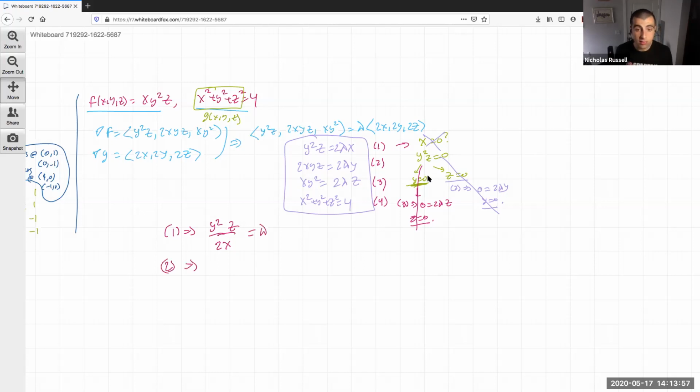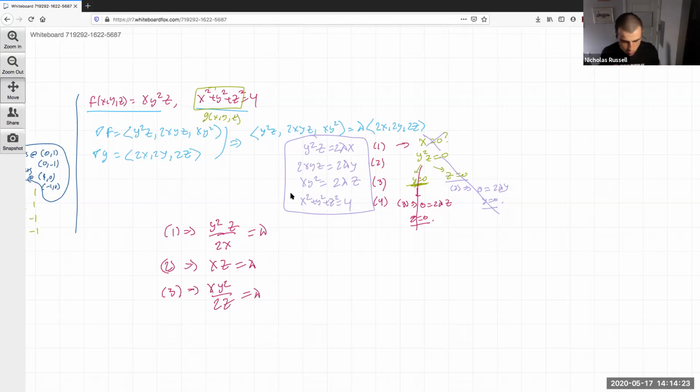2 here, I can actually solve this out. This actually becomes just xz is equal to lambda, because I divide out by y, and the y's will cancel. I know y can't be 0 because of this whole process here. And lastly, this 3 here will become xy squared over 2z is equal to lambda.